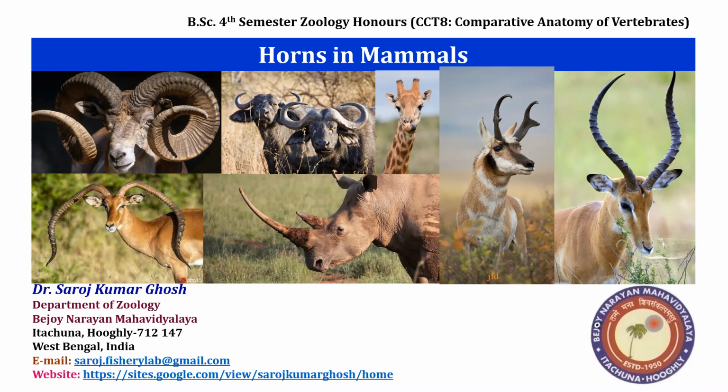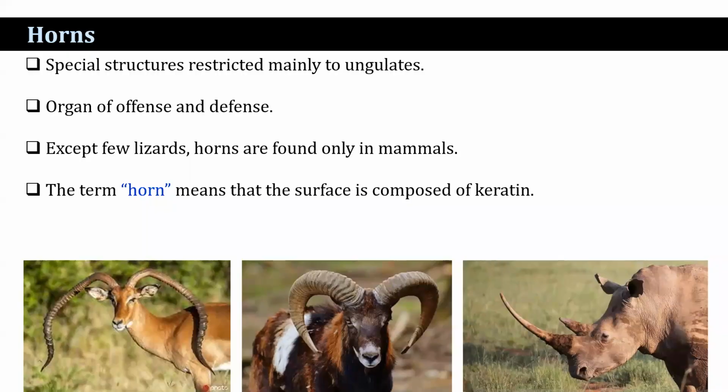Horns are special structures restricted only to mammals, especially the ungulates, and they are organs of offense and defense. Except for a few lizards, horns are found only in mammals, especially the members of the artiodactyls and in rhinoceros. The term horn means the surface is composed of keratin.